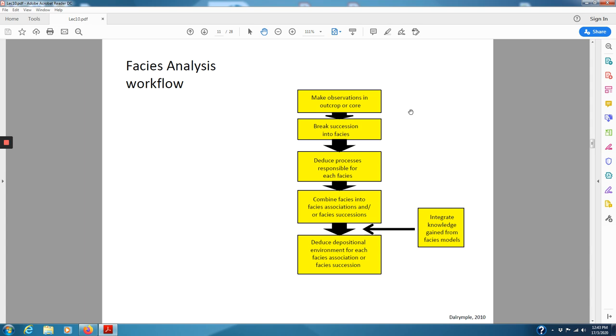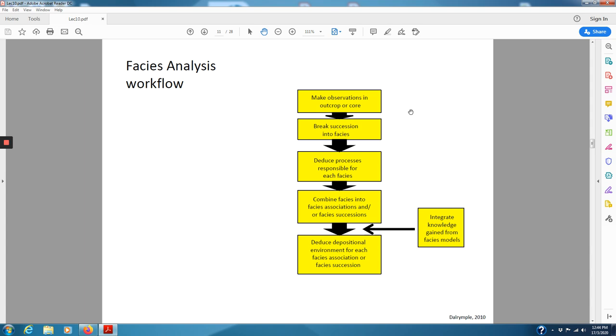But you don't stop there. You just have an interpretation of the processes. Now, you need to find larger scale patterns, groups of facies. Sometimes you see repeatable patterns in how the facies are stacked vertically, right? So you combine your facies into these associations of facies, facies associations, right? And sometimes you can get larger scale patterns, and we call them facies successions.